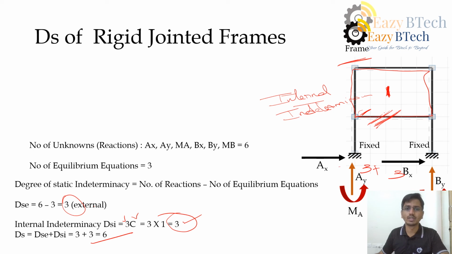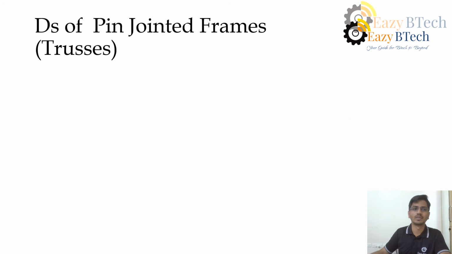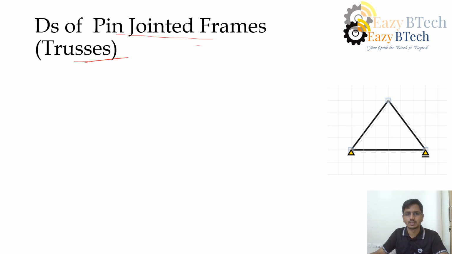Let us see an example for pin jointed frames. Pin jointed frames, we also call trusses. So what are these trusses? Trusses are structures where the loads are only transferred at joints. All the loads will be transferred only to joints, whereas for frames, the load can be anywhere throughout the member. So the only difference between pin jointed and rigid jointed is the type of load acting.